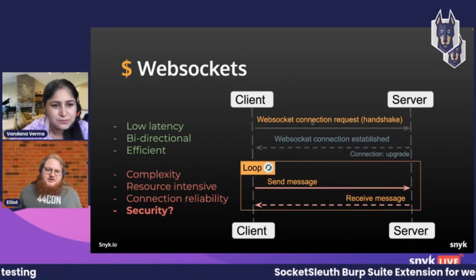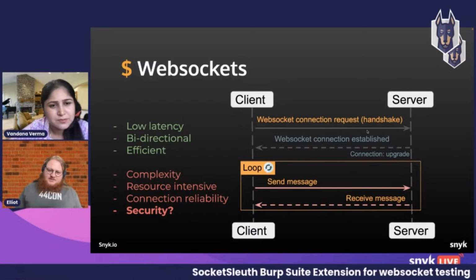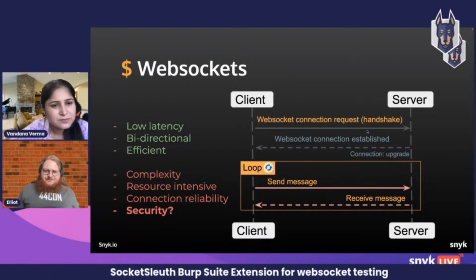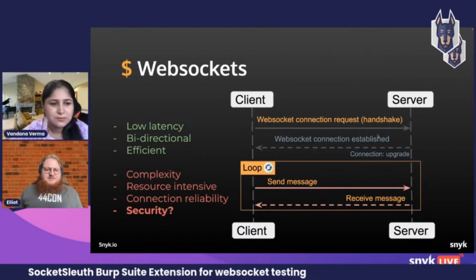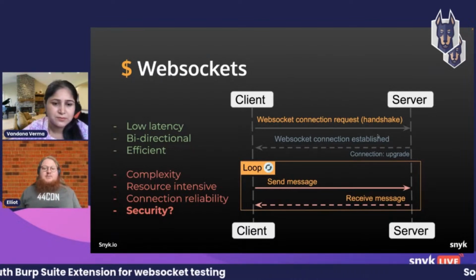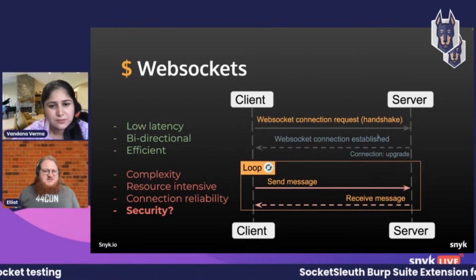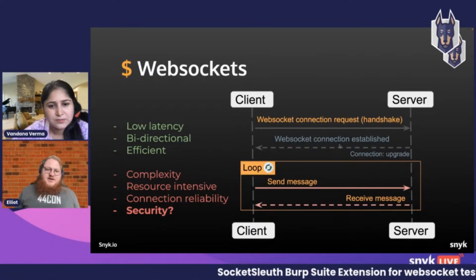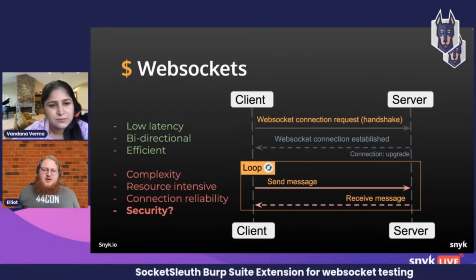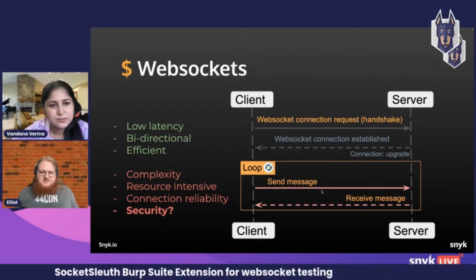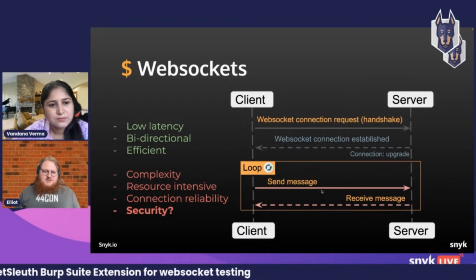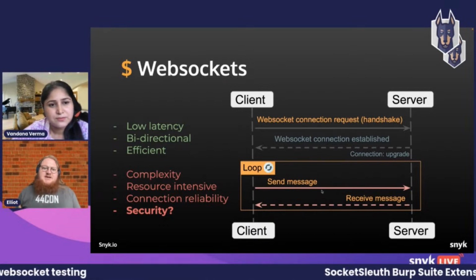We send the WebSocket handshake request, which is basically a normal GET request, and then the server will send some headers back that upgrade the response to a WebSocket connection. Once this has been established, we can bidirectionally send and receive messages within this stream that's been set up over the same TLS connection.